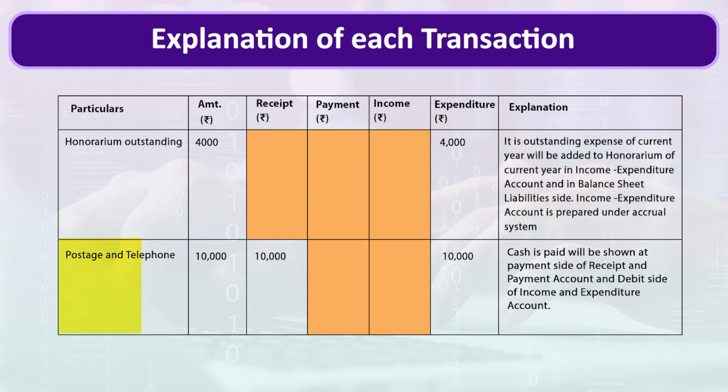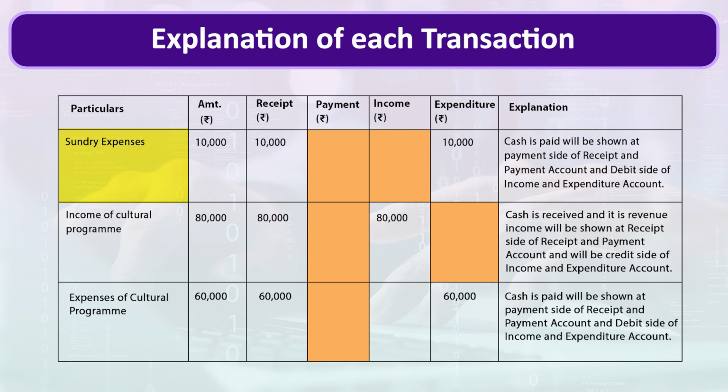Moving ahead, there is postage and telephone. The amount is rupees 10,000. The cash is paid and will be shown at payment side of receipt and payment account and debit side of income and expenditure account. Then there is sundry expenses of rupees 10,000. The cash is paid and will be shown at receipt and payment account on the payment side and debit side of income and expenditure account.